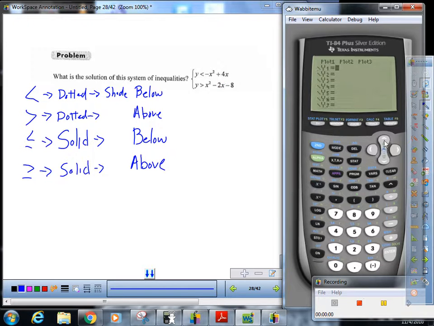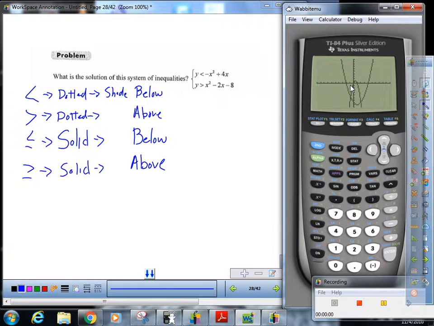So we go up here, we graph negative 4x squared plus 4x. We come down here, it's x squared minus 2x minus 8, and then we graph it, we take a look at what's going on. You got an upside down one, and you got a right side up one. Notice, we are going below the upside down one and above the one that's right side up. So essentially, our answer is going to be everything in between those two.